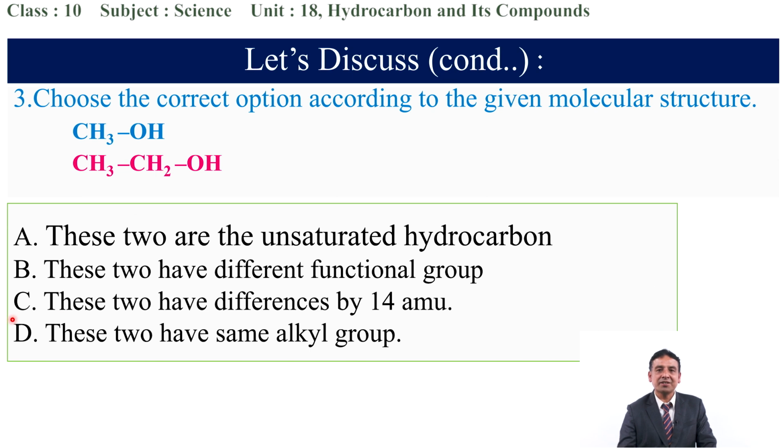It may be the correct answer. And then the fourth one, these two have the same alkyl group. If this OH group is removed, what remains? CH3. If this OH group is removed, then what is the remaining part? CH3, CH2. This is methyl, this is ethyl. This is also not the correct answer.